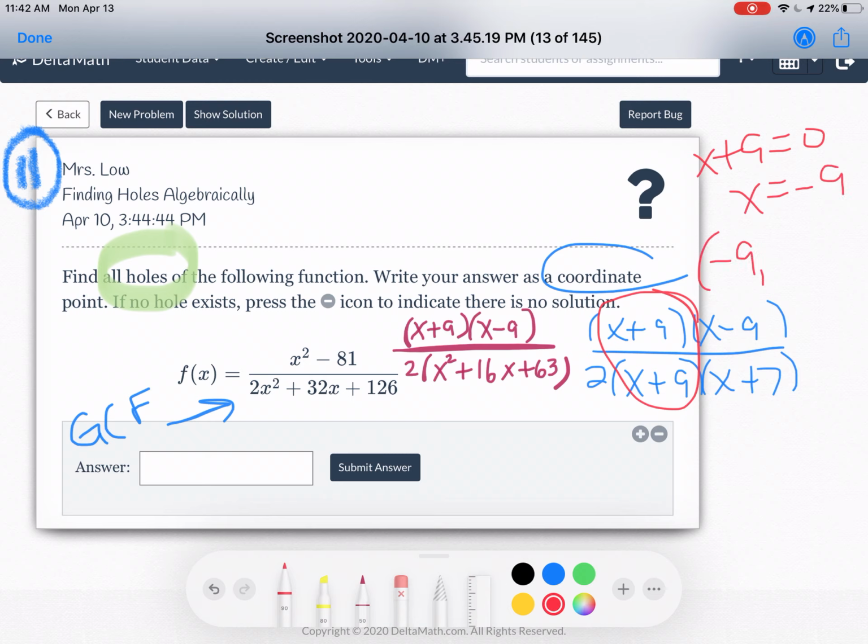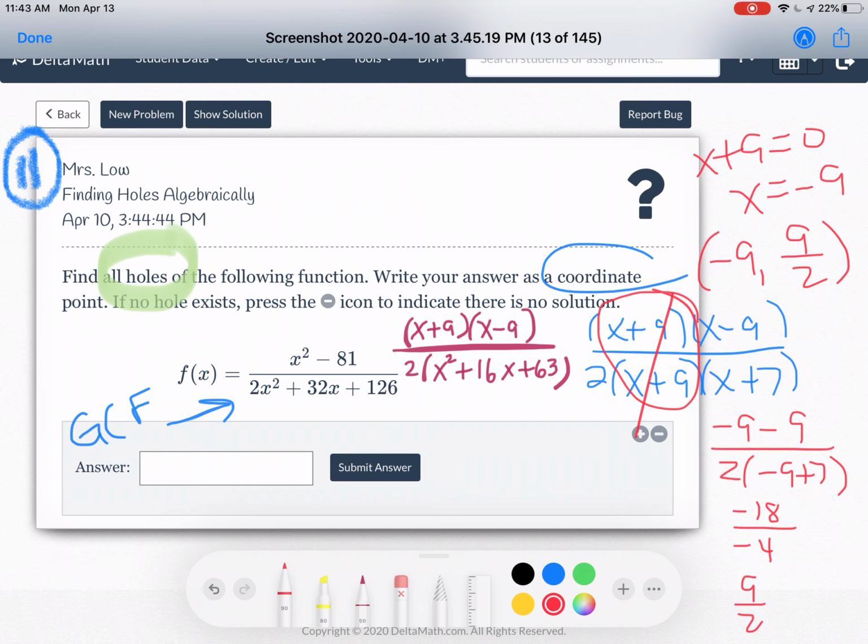But it's -9 comma what, right? I need that partner of y. So remember, you would use the simplified version. So I would plug -9 into what I have left. So -9 minus 9 over 2 times -9 plus 7. So we're left with -18 on top over -4. So just reduce that and we get 9/2. Okay, and that's what you would plug in.